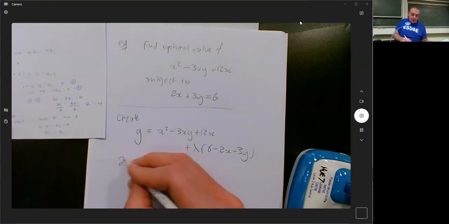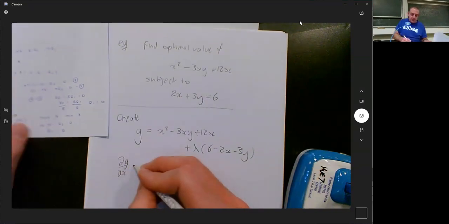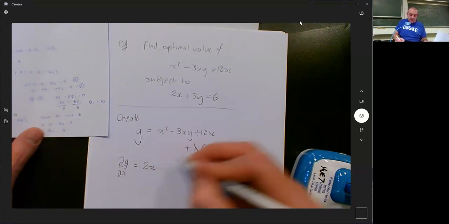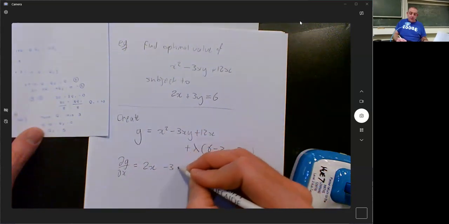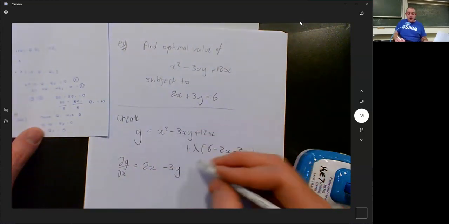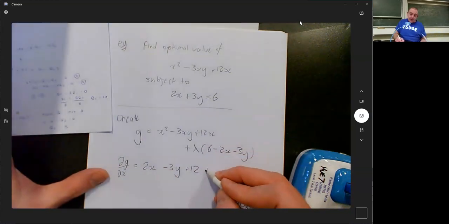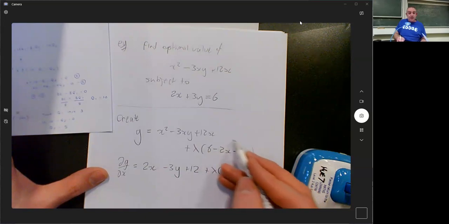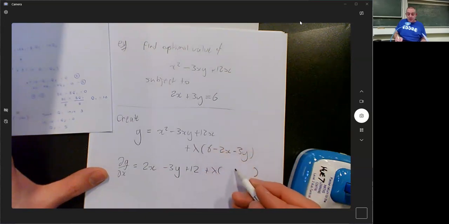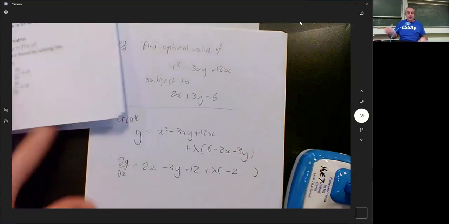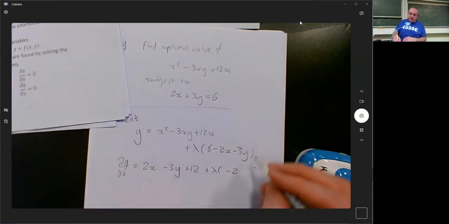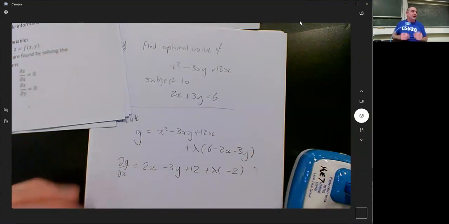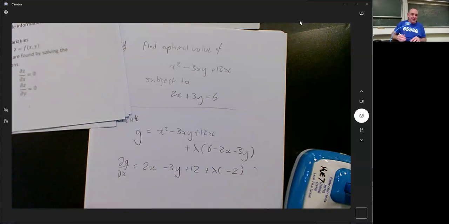And so we have to find what all of these things are, dg on dx. So this x squared will become a 2x. The minus 3 and the y will still be there, and the derivative of x is 1, and this will be a 12. And then that lambda is a constant multiplied on, so it will still be multiplied on. And then the derivative with respect to x of that inside is minus 2. So the mantra I have, this is a constant that's multiplied on, it will still be there afterwards, is really helpful for me with Lagrange multipliers.